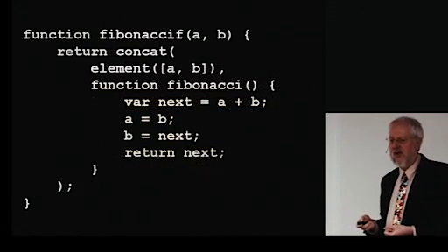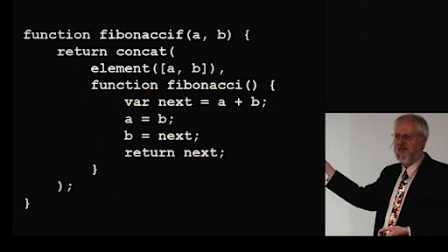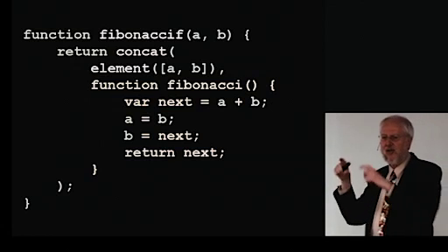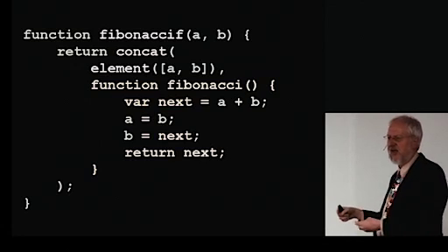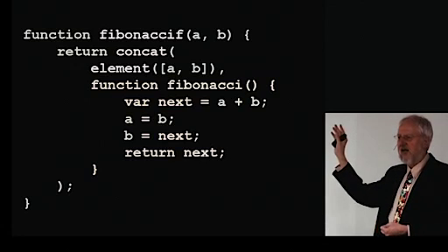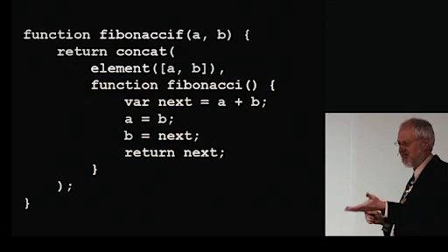Or we could do this. A similar thing: we take the element function that we wrote earlier, make an array containing the first 2 things, and concatenate that onto the Fibonacci generator. So who did that? No. Very good. Brilliant.